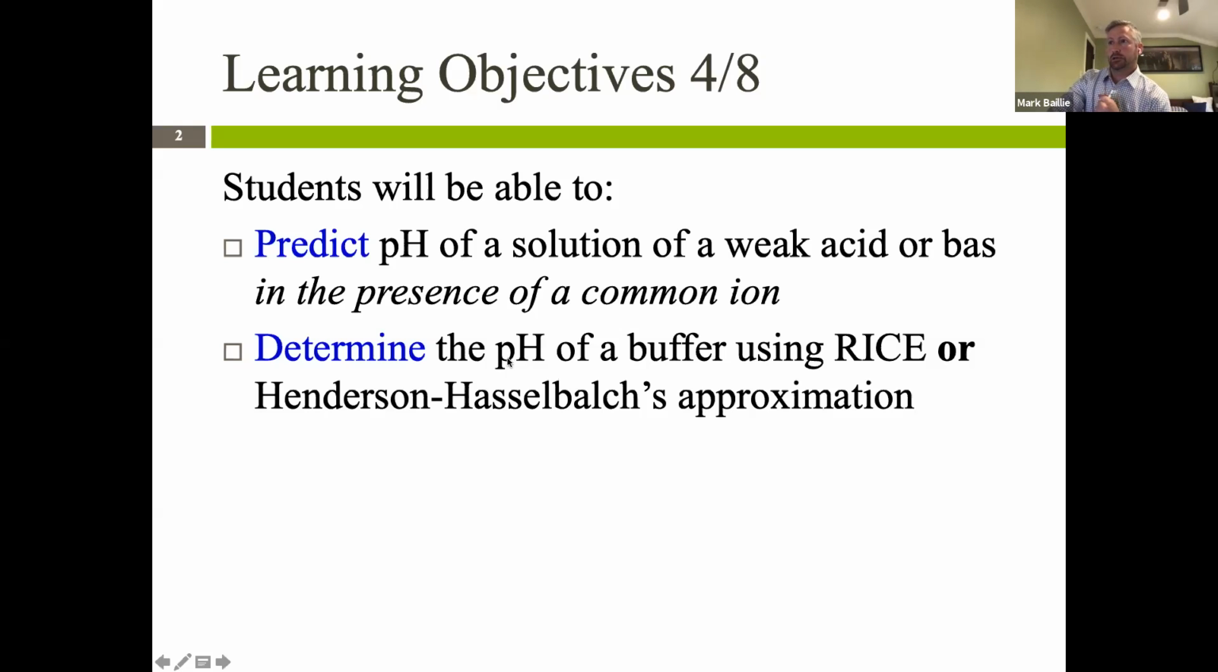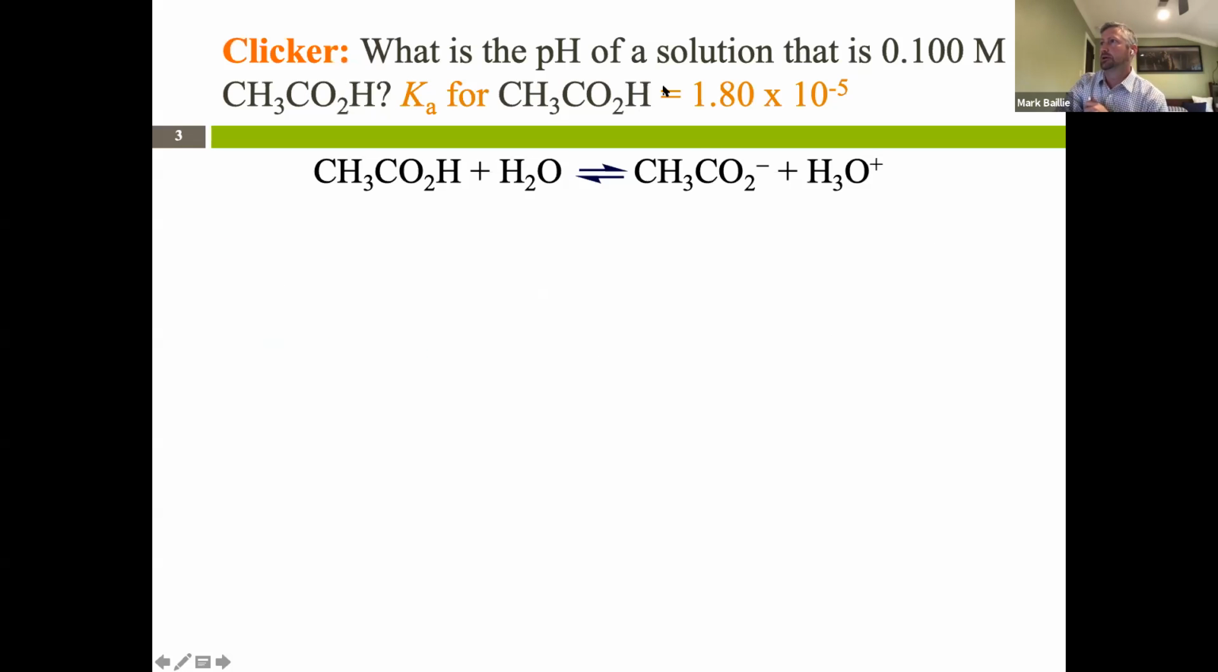So we're really looking at predicting the pH of the solution, whether it's acidic, basic, neutral, and then we're gonna use the same principles to think about how we can find the pH of a buffer solution. A lot of this stuff is gonna relate to what you guys have done in labs. Hopefully you're gonna start to see some pretty strong connections.